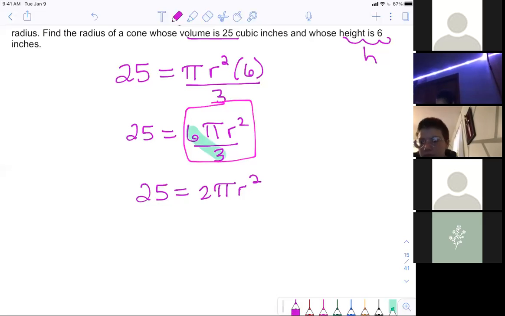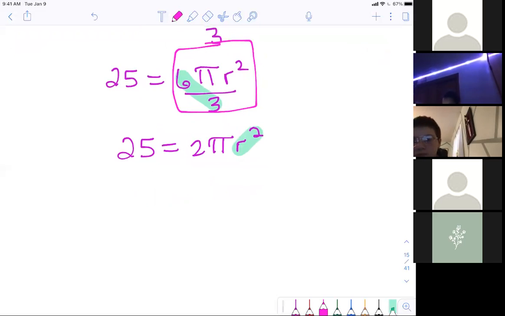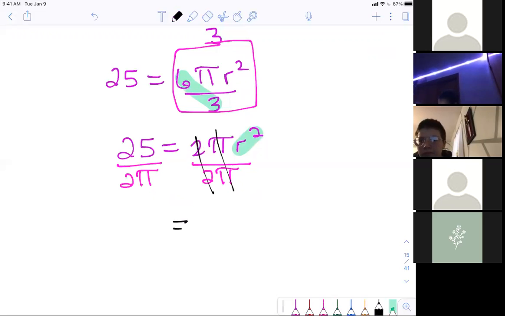So now, Jaden, what do you think we would want to do to try and get r squared by itself? So right here is r squared. Would you divide 25 by 2 pi? Yeah. So whatever is with r, we're going to divide by it. And we're going to divide by both of those numbers, 2 and pi, because we want both of them to cancel. So the 2's and the pi's need to cancel. And here's where we are going to end up getting a decimal.